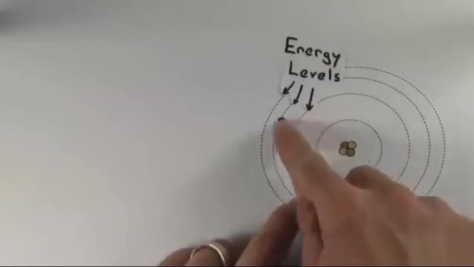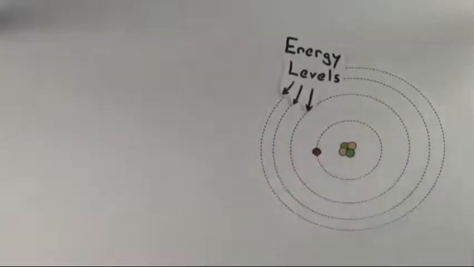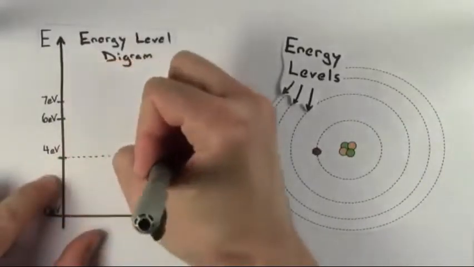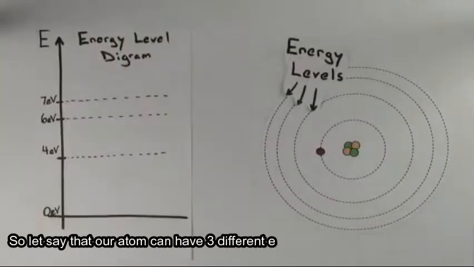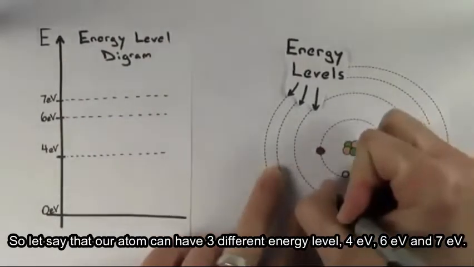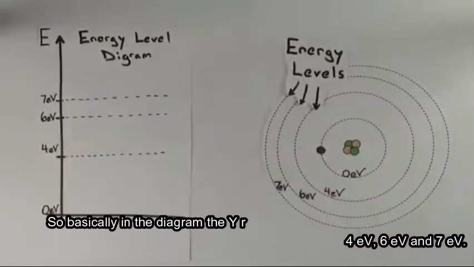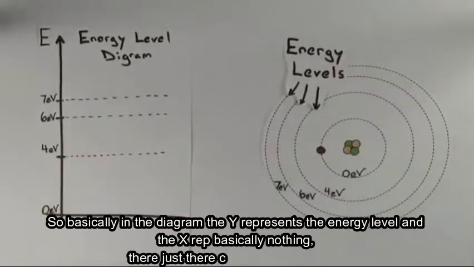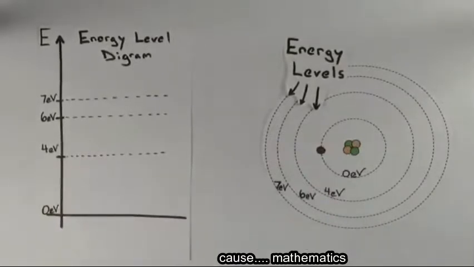Okay, so the dashed lines that you can see are called the energy levels that the electron can have while in the atom, and they're very specific. We often represent these energy levels with a diagram. So let's say that our atom can have 3 different energy levels: 4 eV, 6 eV, and 7 eV. In the diagram, the Y-axis represents the energy level and the X-axis represents basically nothing. It's just there because of mathematics.